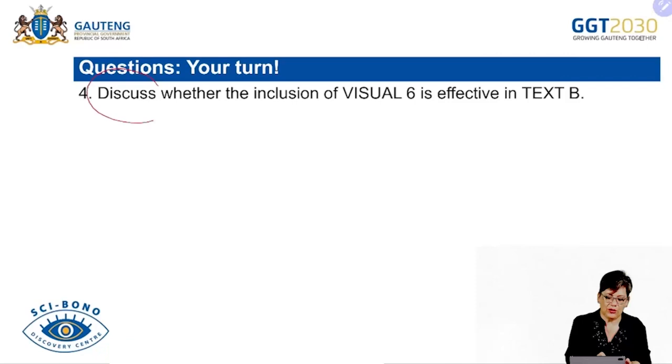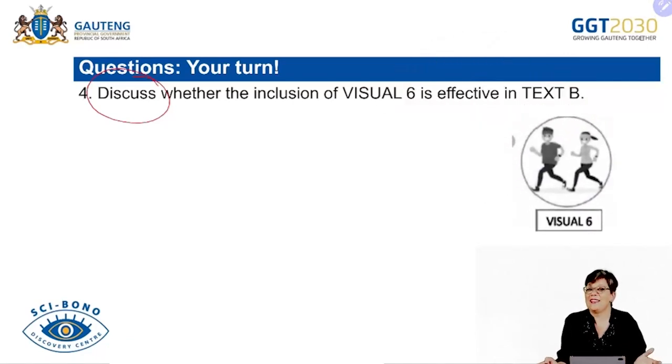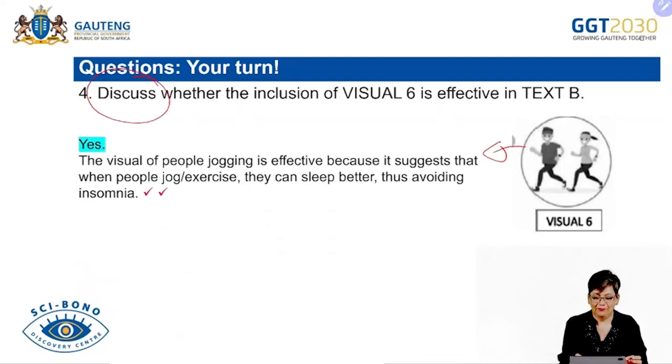Discuss, oh, this is important. Now, to tell me, discuss whether Visual 6 is effective in text B. Now, I've included here for you Visual 6. Is this effective? In other words, is this working for us, for people who suffer from insomnia? Now, remember, this is what we call an open-ended question. This is where you have to take a stance to say yes or no. Now, in this case, let's say yes.